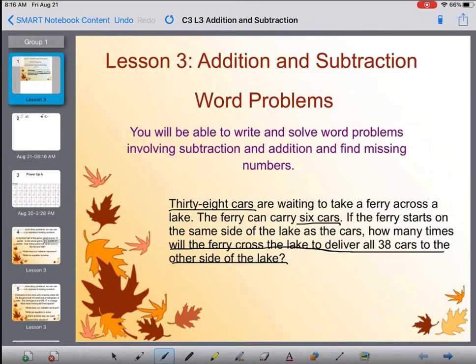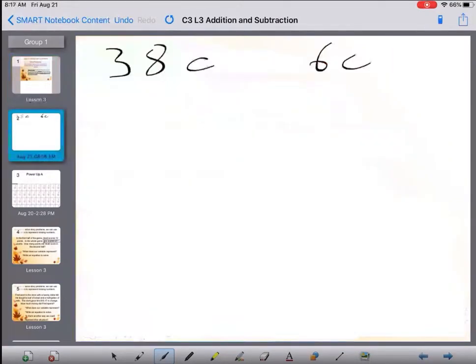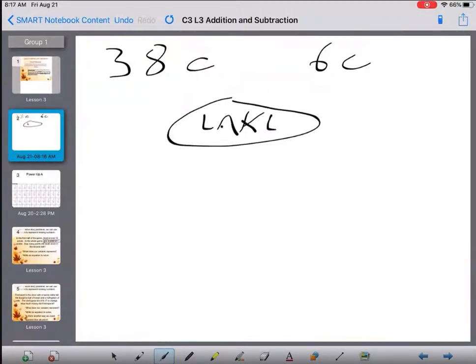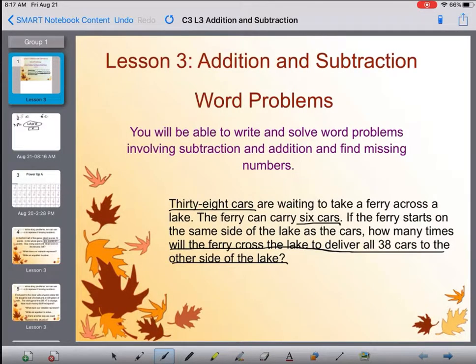Okay, so let's look here. We got 38 cars on one side of the lake. If I draw a picture, I'm going to say that this is the lake, and we got 38 cars here. This is our ferry, which I'm going to label F, and this is the other side. So it says, how many times will the ferry cross the lake to deliver all 38 cars to the other side of the lake?